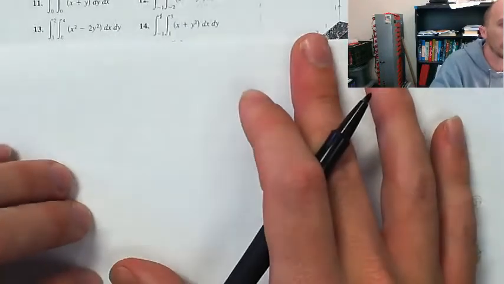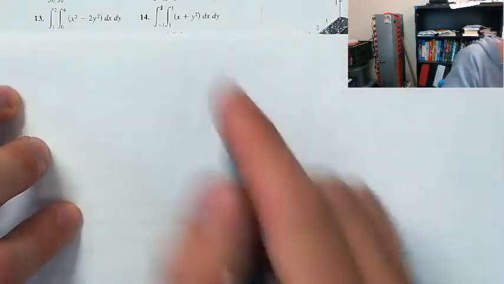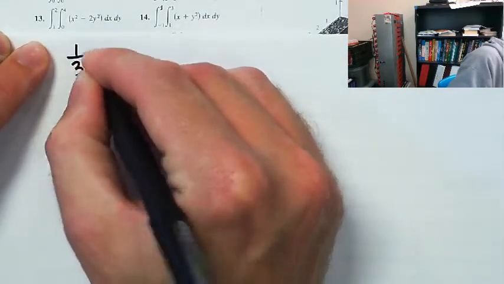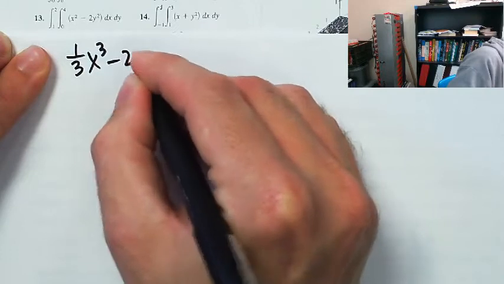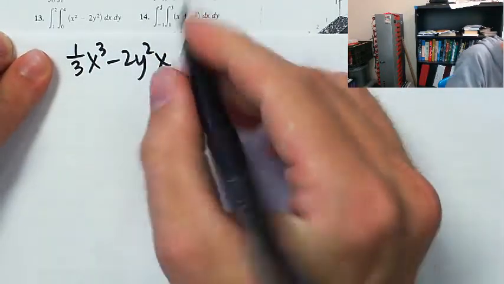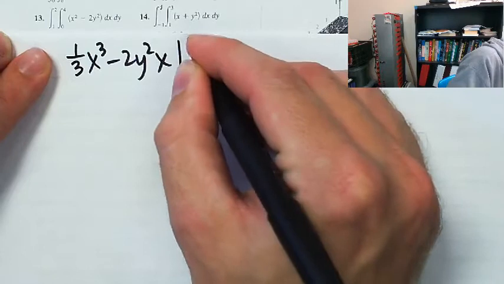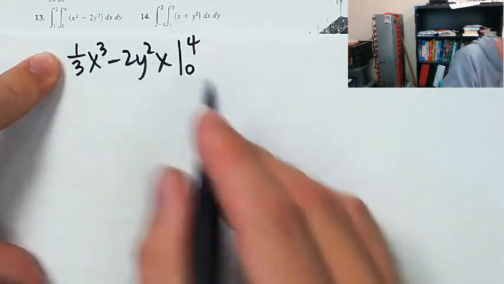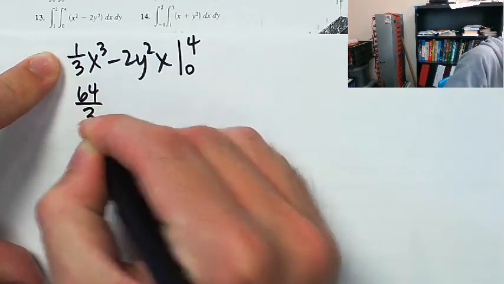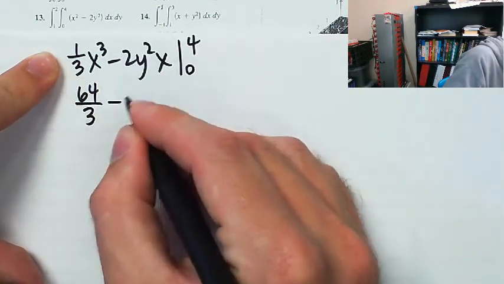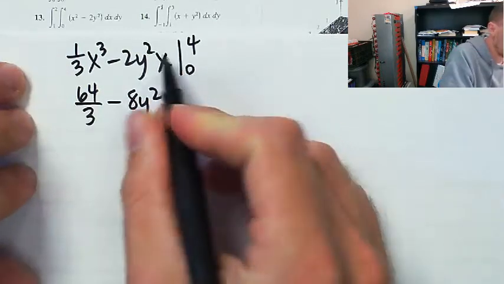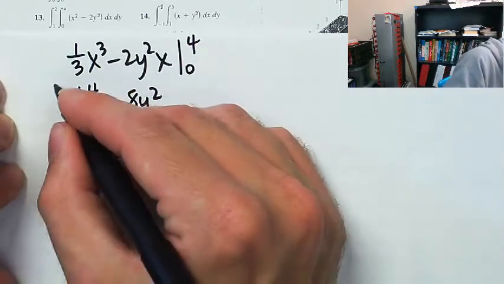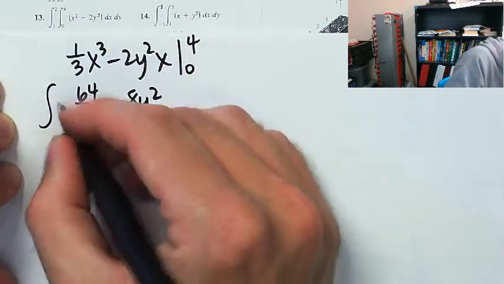I don't think I'm going to copy number 13, but you can see that at the top of the screen. I'm going to take an antiderivative with respect to x first. And so that would be 1/3 x to the third minus 2y squared times x, as x runs from 0 to 4. Okay, 4 to the 3 is 64. So I've got 64 thirds minus 8y squared. But then when I plug in 0 for x, I'll get 0. So this is what I'm integrating with respect to y from 1 to 2.